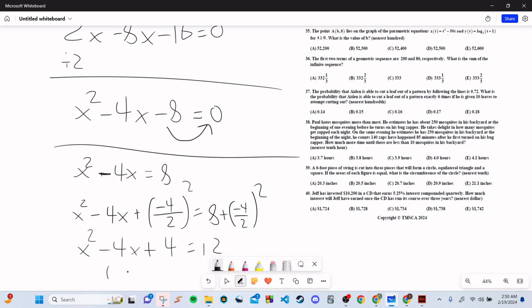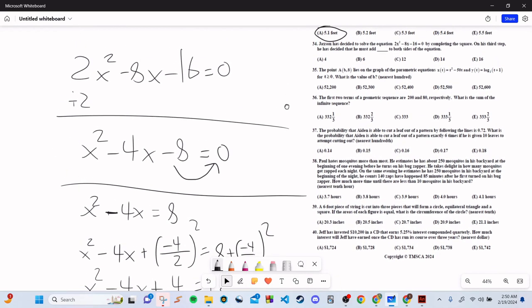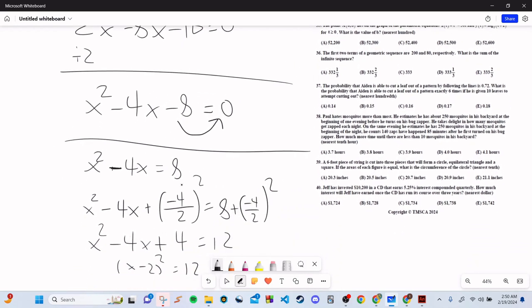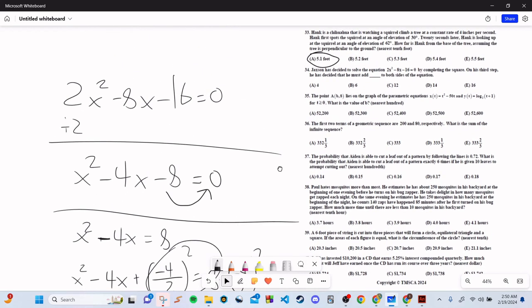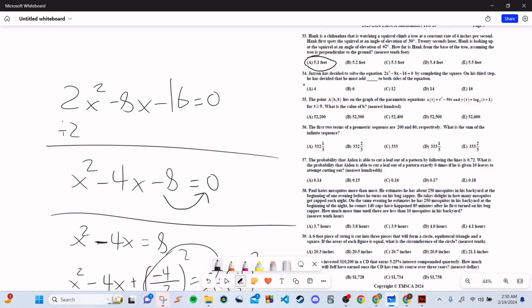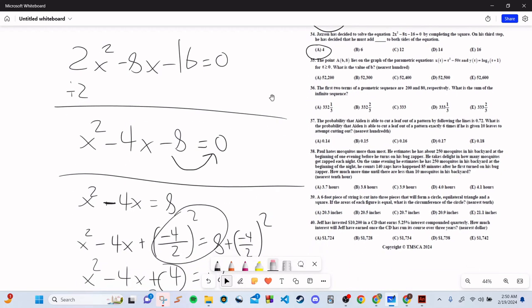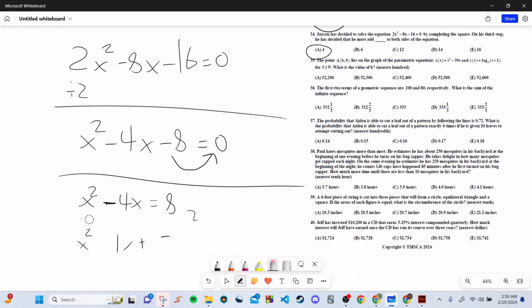So this is x minus 2 squared equals 12. And so that becomes useful for solving some quadratics. But again, what we want to know in this question is what number are we adding to both sides? And so this number right here is 4. And so to both sides of the equation, we're just going to add the number 4. So this one you just have to know how to complete the square. That one's not too bad.